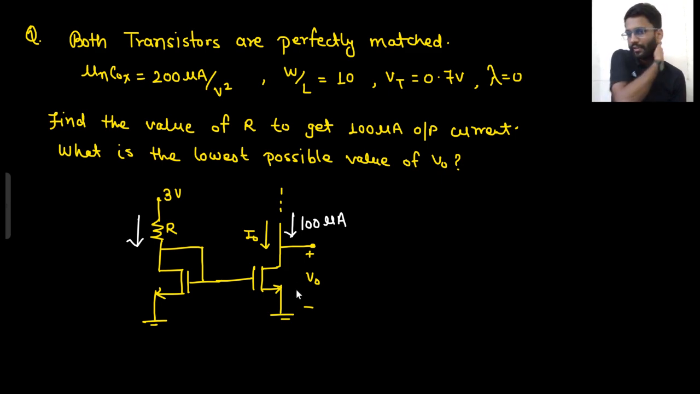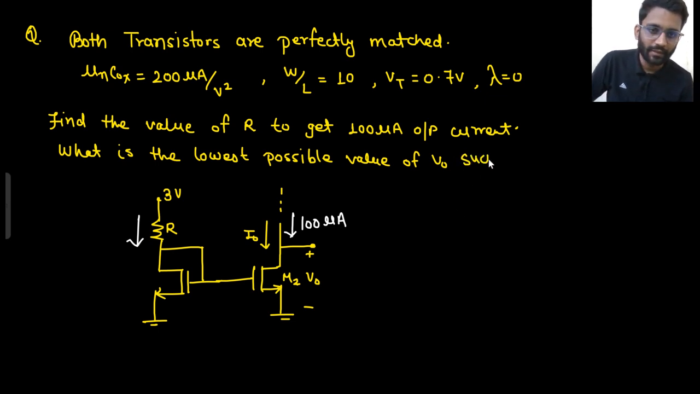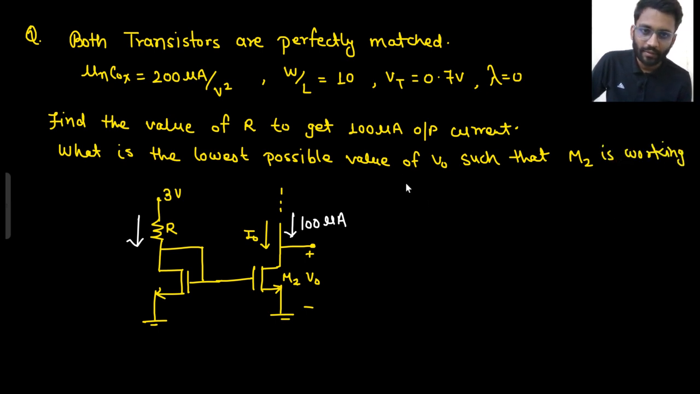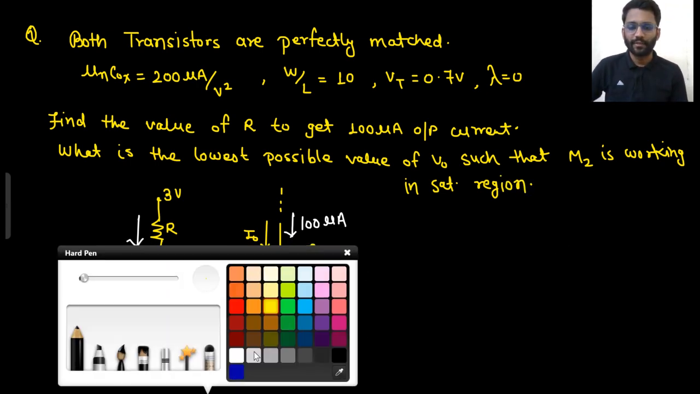Look, both transistors are perfectly matched. Okay, it should be written that V naught is adjusted such that, okay, it is not given. Okay, what is the lowest possible value of V naught? This is what they are saying. What is the lowest possible value of V naught such that this transistor M2 is working in saturation region? The question is incomplete. I should have such that M2 is working in saturation region.